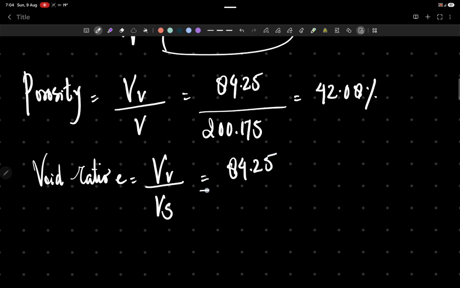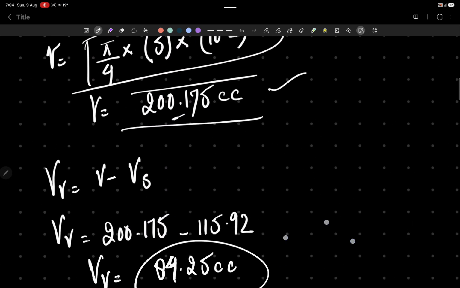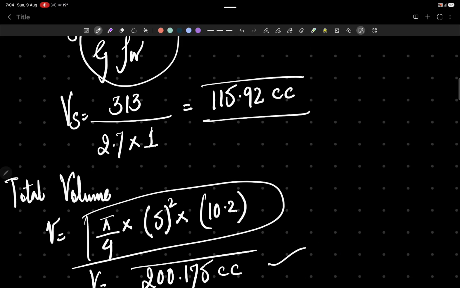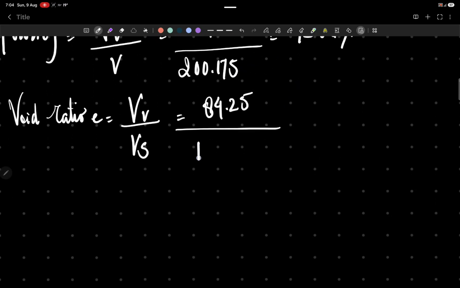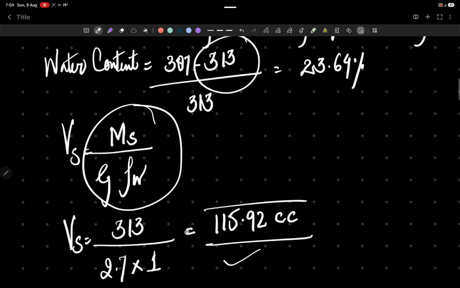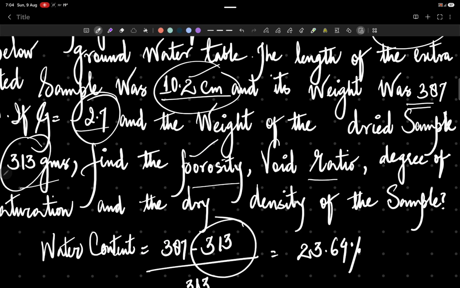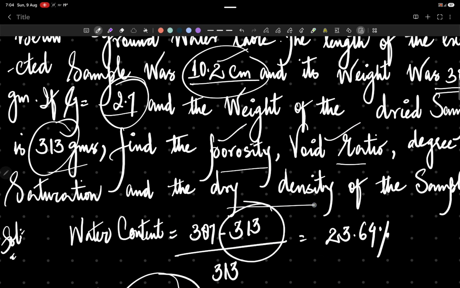84.25 cc divided by volume of solids, that is how much? 115.92 cc. So here it is 115.92 cc. By calculations, void ratio is equivalent to 0.726. All right. So we have found porosity, we have found the void ratio. Now we have to find the degree of saturation and then the dry density of the sample.